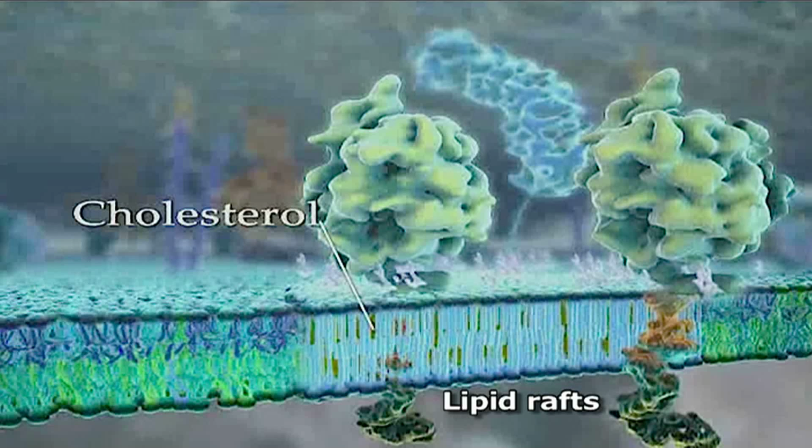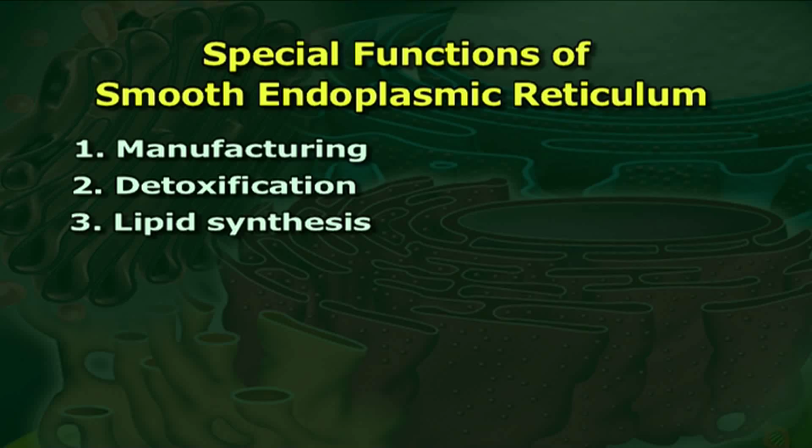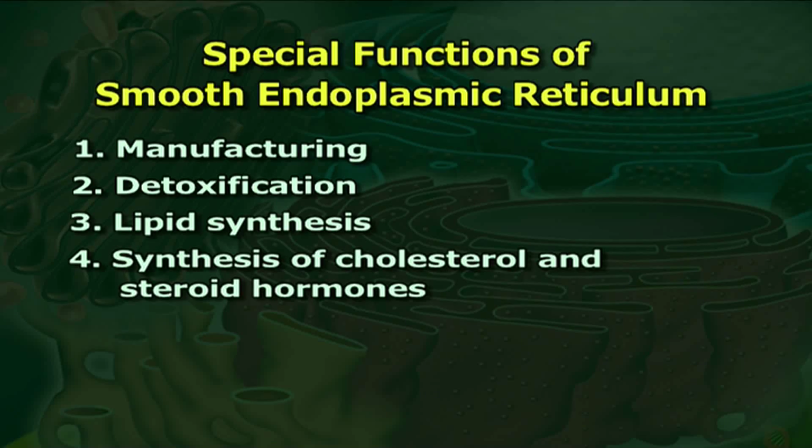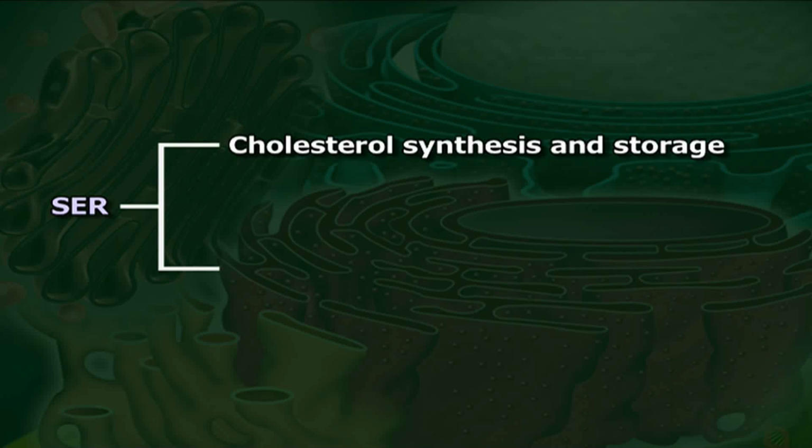Cholesterol and sphingomyelin are important components of lipid rafts. The SER is thus involved in multiple aspects of the metabolism of lipids and lipid-soluble compounds. Synthesis of cholesterol and steroid hormones. SER is rich in cells engaged in lipid metabolism and in those producing steroid hormones. SER is the site of cholesterol synthesis and storage.